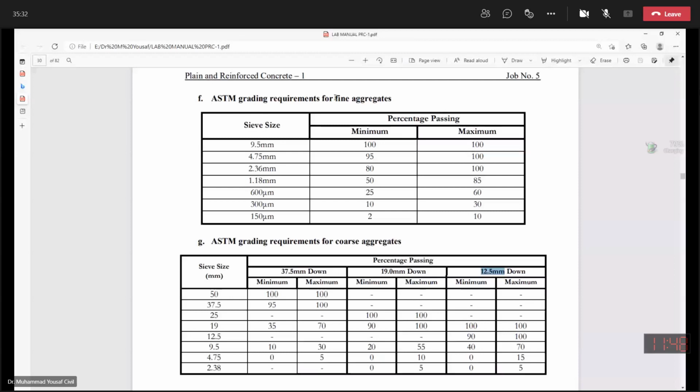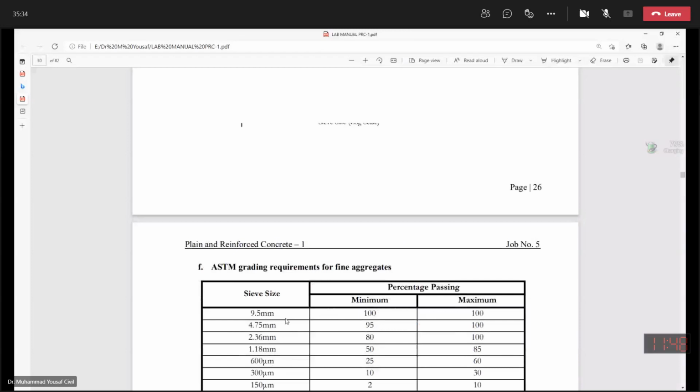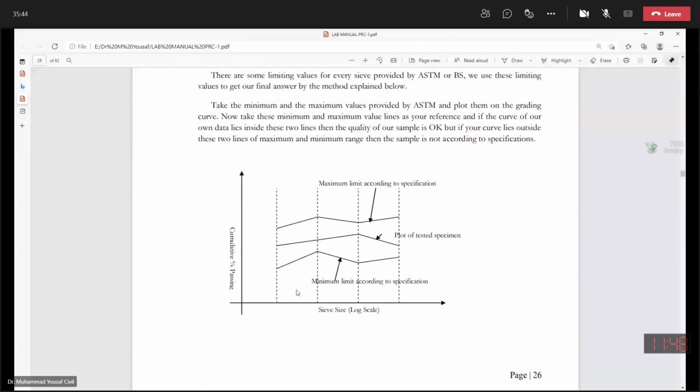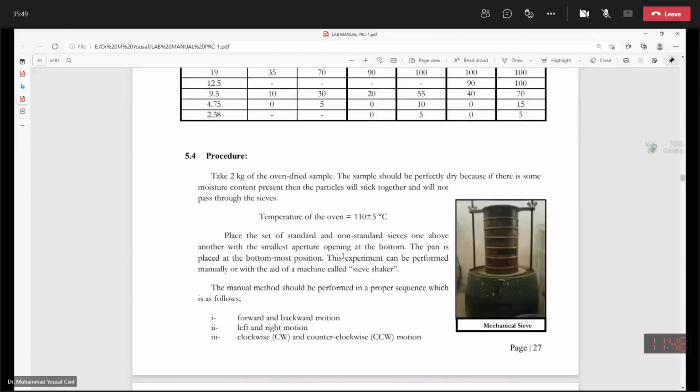And your sample preferably should lie between these two limits, which have been given by ASTM. Now the procedure was very simple. Whether you are using the sieve shaker, you can see, you are well aware of this one. This is a sieve shaker.